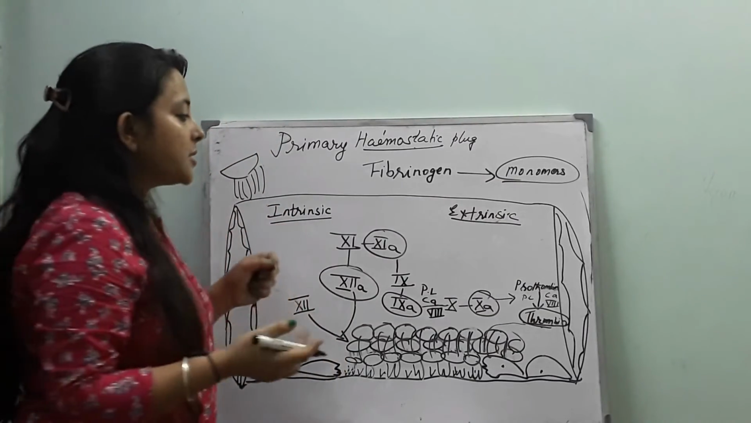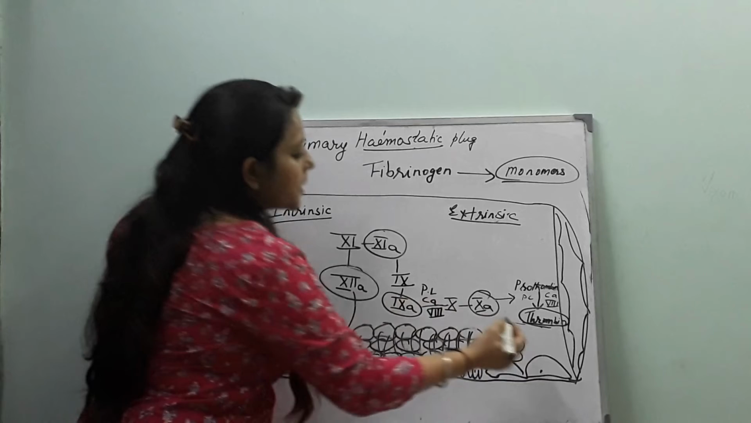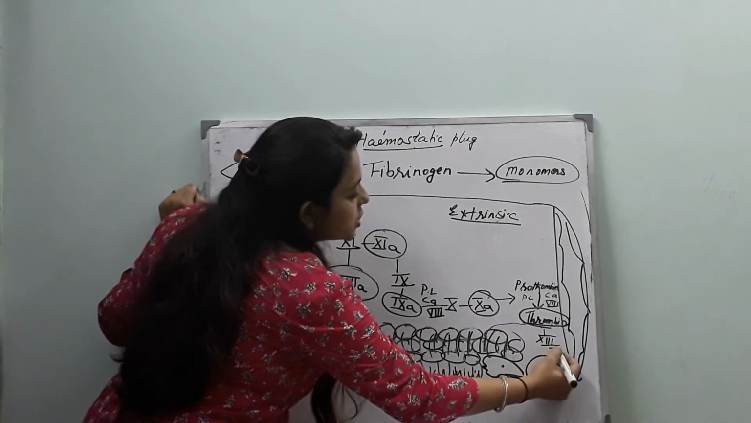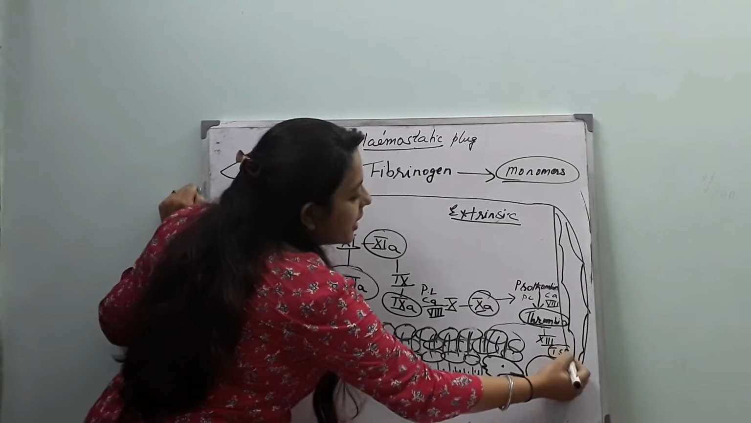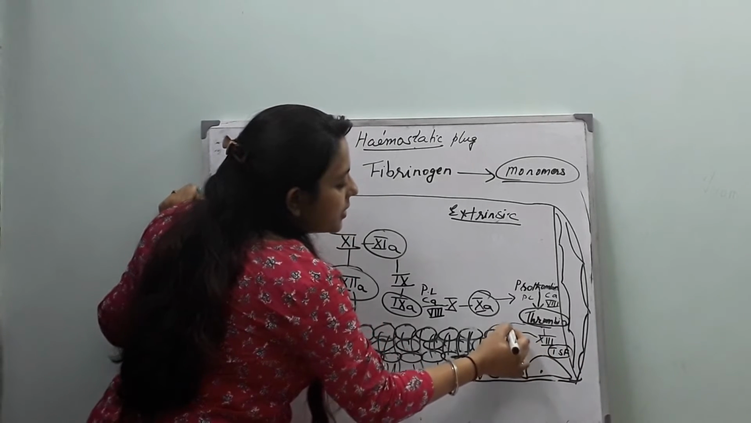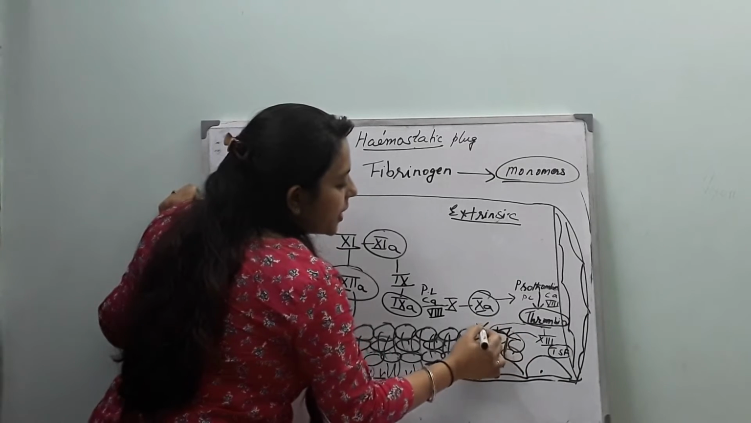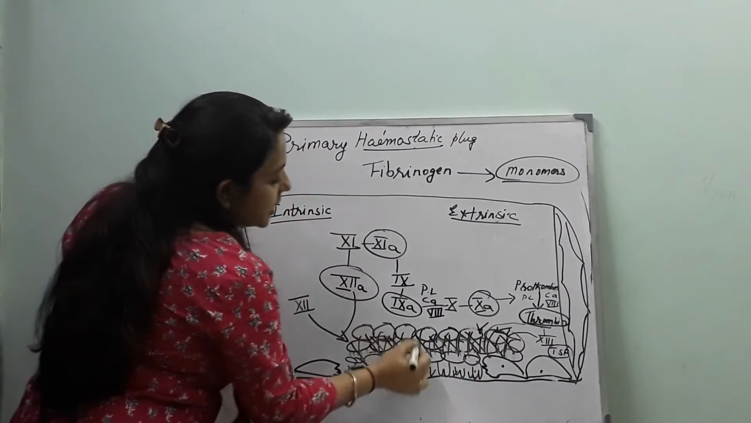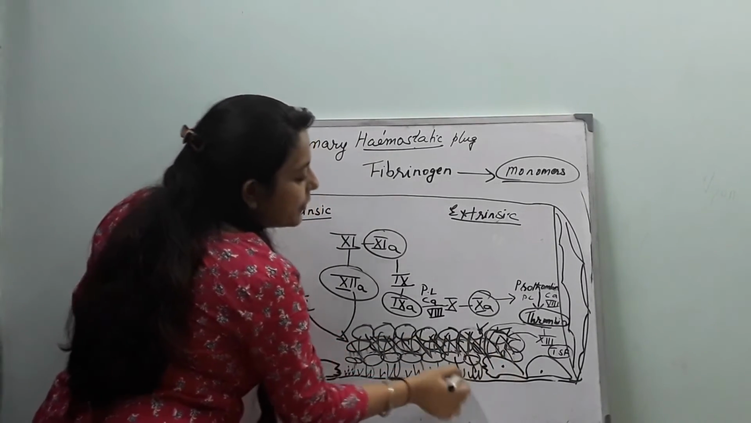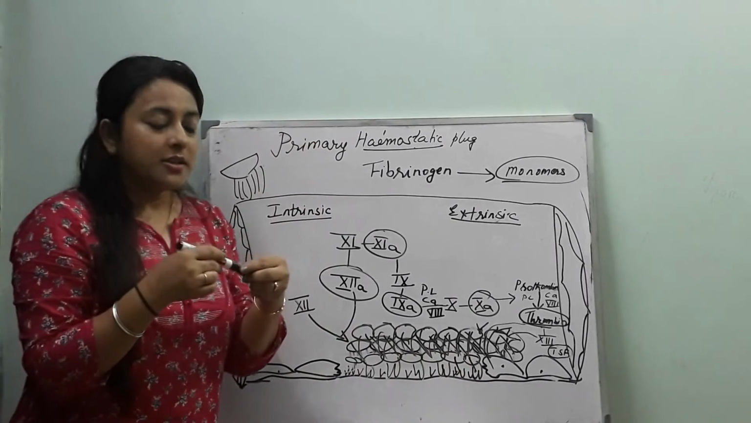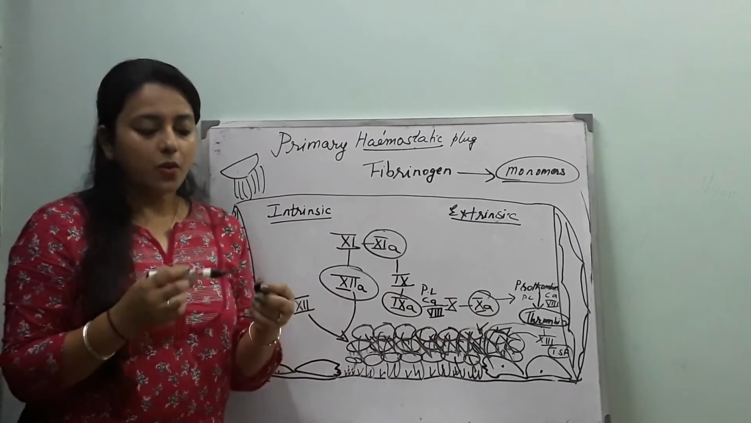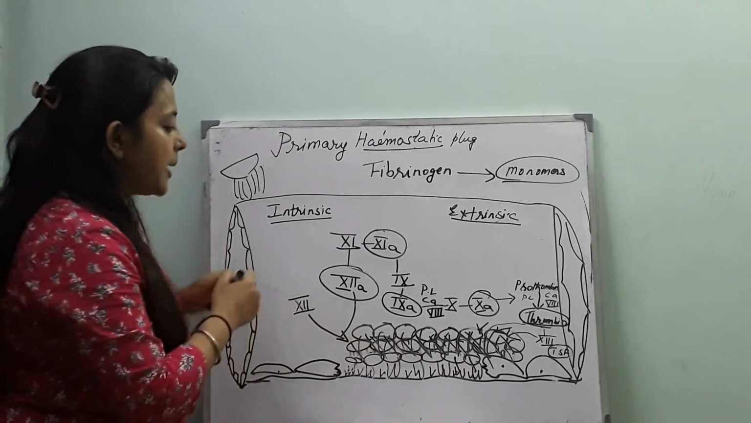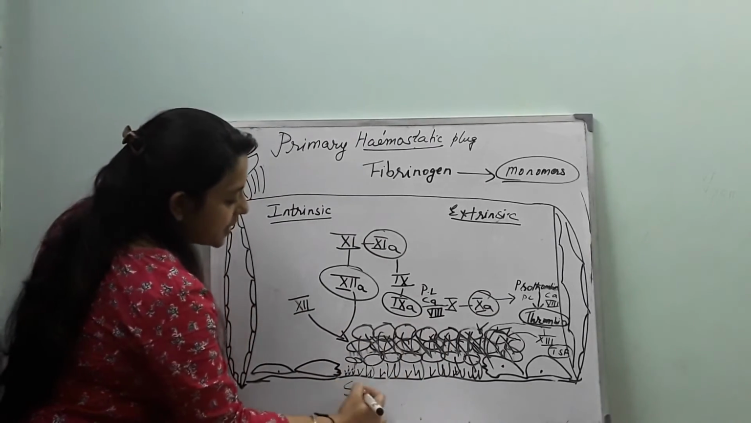tissue stabilizing factor, that is factor number 13. It activates the factor number 13, that is tissue stabilizing factor, and this factor rushes over here. It also rushes over here and forms cross-links, and it gets cross-linked with the fibrinogen and tightly packs this plug. Okay, and in this way the secondary hemostatic plug is formed. This is the secondary hemostatic plug.